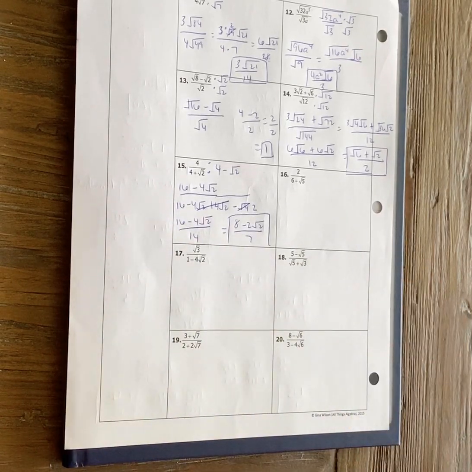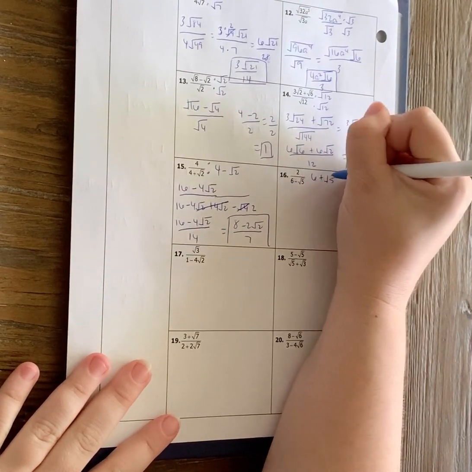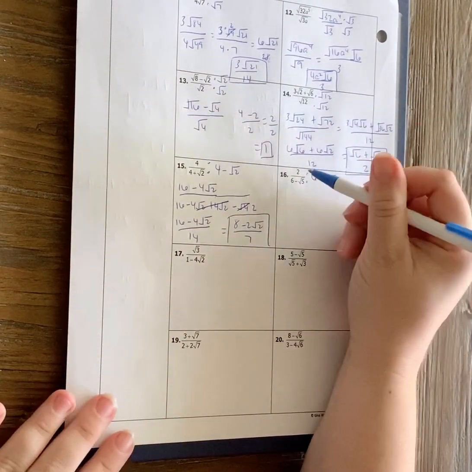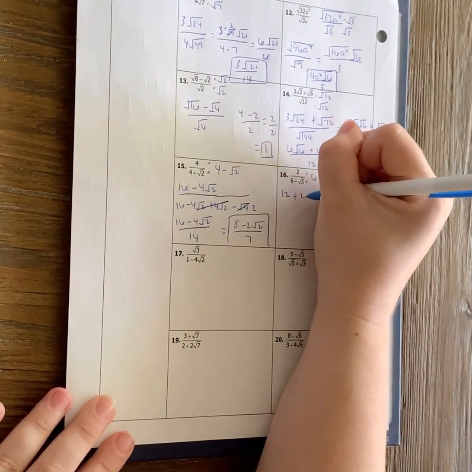Okay, so on 16, same thing. So the conjugate of this is 6 plus the square root of 5. So 2 times 6 is 12. 2 times the square root of 5 is 2 square root of 5.